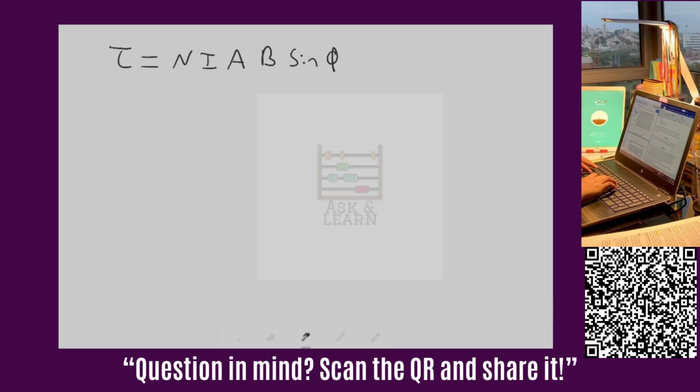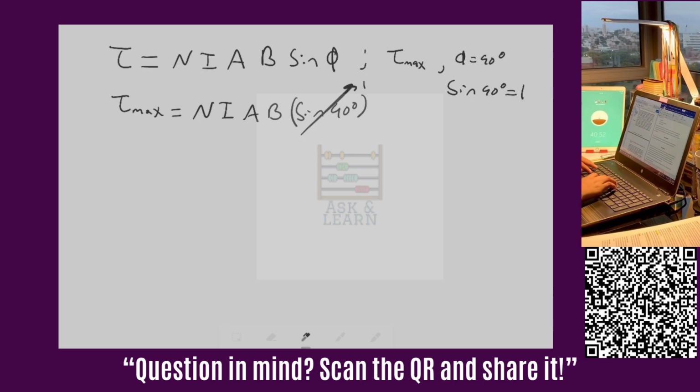Now, the torque will be a maximum when phi is 90 degrees, so sine of 90 degrees is 1, right? Remember, the sine function varies from 0 to 1, and therefore, if we want the maximum amount of torque, we want to solve this equation for when sine of phi is 1, and that just goes away. So we have an expression for the maximum amount of torque that is just NIAB.